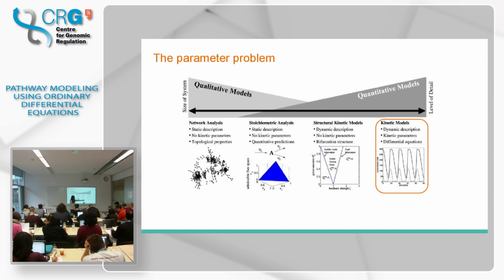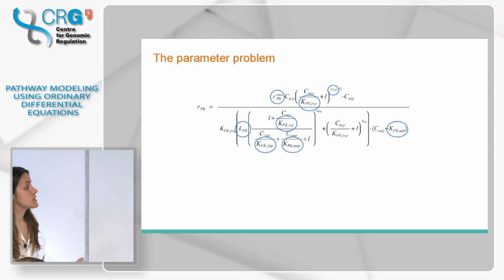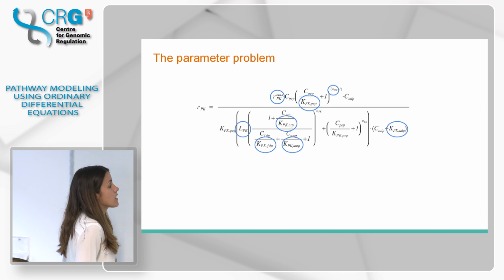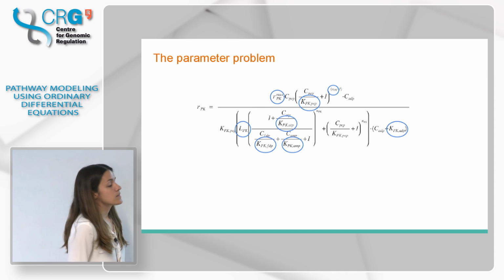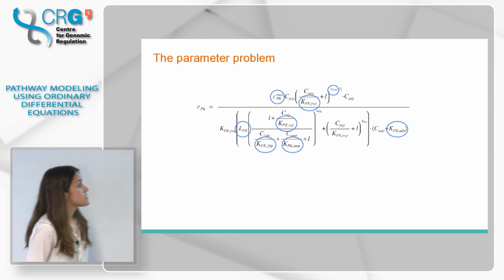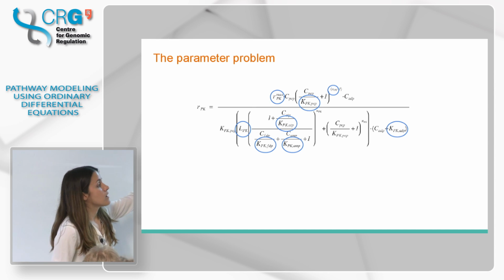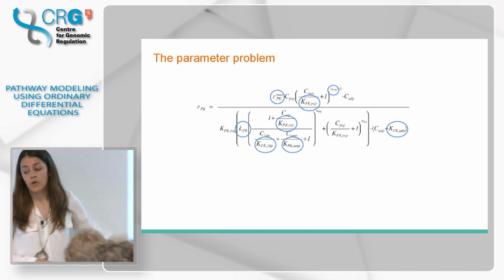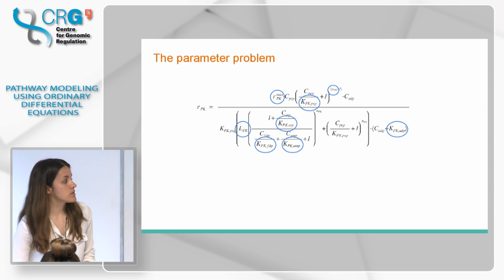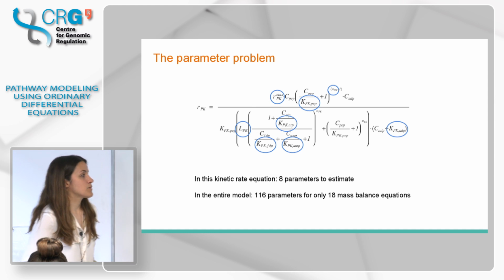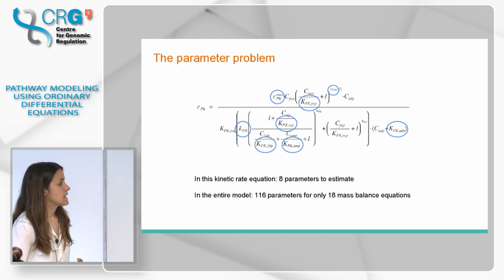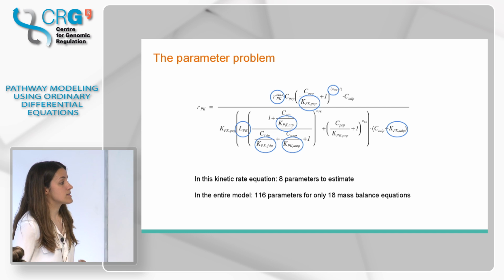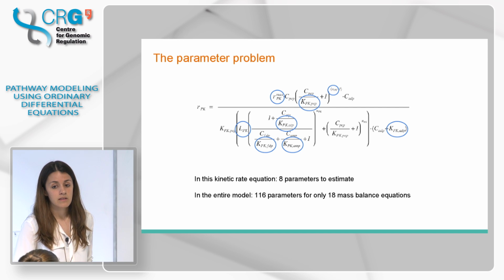We're on the side of the plot in which we can have very detailed models, but they're very limited in scope, so they have to be small, and one of the reasons for this is that we have a lot of unknown parameters that we should estimate to be able to work with this kind of models. So here we have only one of the kinetic rates of the model. And only for this one equation, we have up to 8 different parameters to estimate. In the entire model, we have up to 116 parameters, and we only have 18 mass balance equations and 18 metabolites that we're modeling.